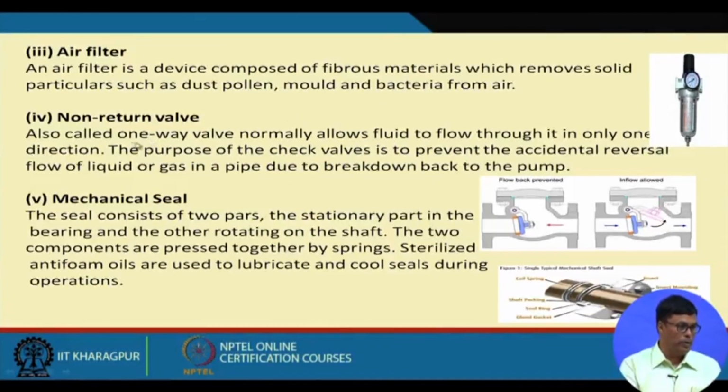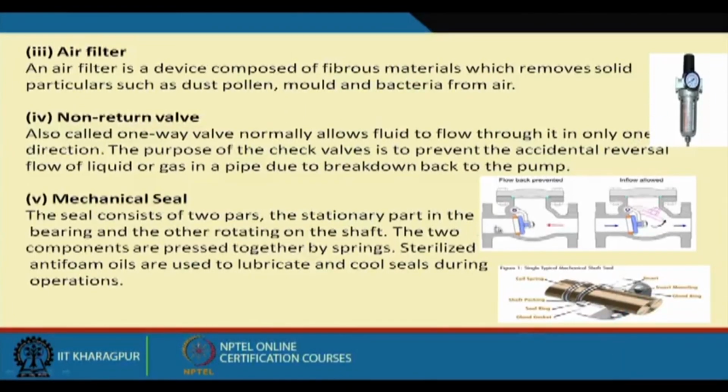Next is the non-return valve. You can see the liquid can flow in this direction. If it flows in this direction, the valve can open. But if it flows this way, the valve cannot open. I told you we usually keep it in the air inflow line, because if there is a power failure, there is every possibility that the liquid, the media present in the fermenter, may go back into the system. To stop that, we should have a non-return valve.